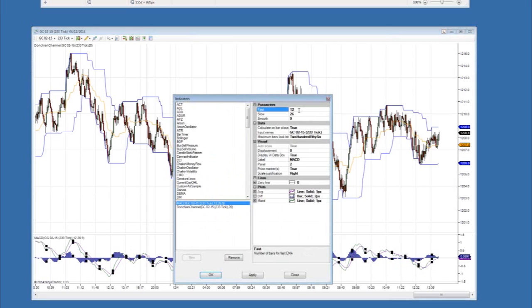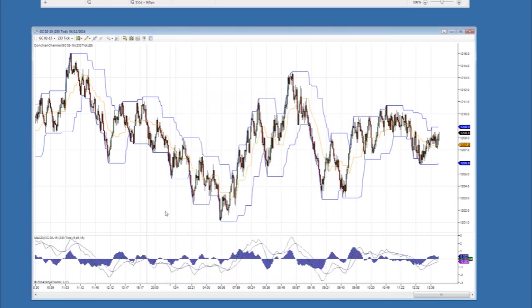My MACD setup is 9, 40, 18. That is my MACD setup. My Donchian channel setup is period 20. Most platforms have this.